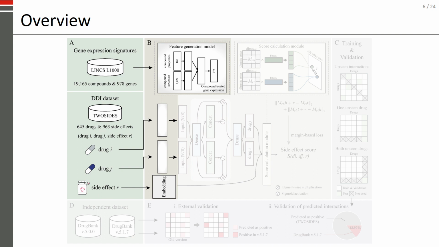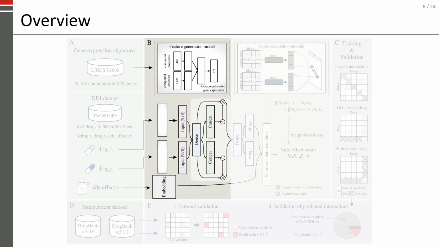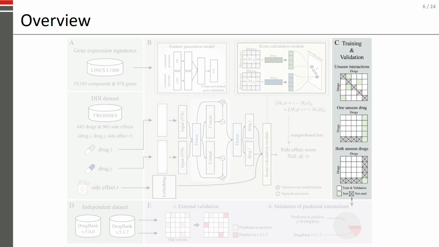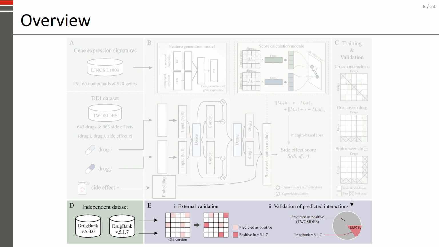Different datasets are preprocessed for each model. Given drug pair and side effect data, each drug feature is obtained using the feature generation model, and then drugs pass through neural networks with gated linear units to consider the co-administration effects. Finally, using the latent representation of drugs, the side effect score is calculated. The model is evaluated considering 3 DDI cases, and it was validated with an independent dataset from DrugBank.